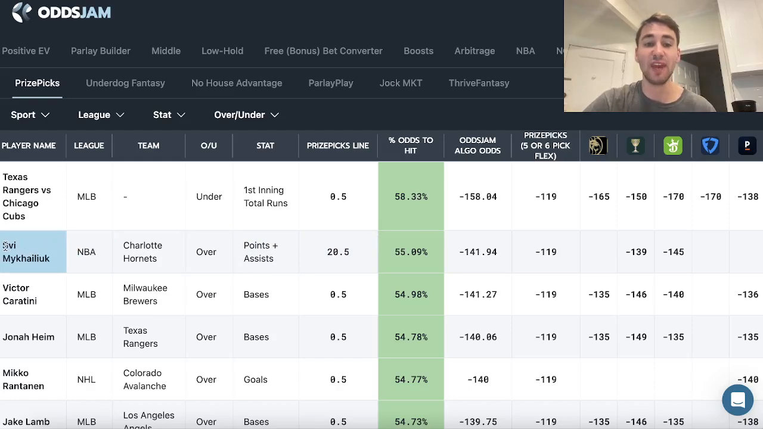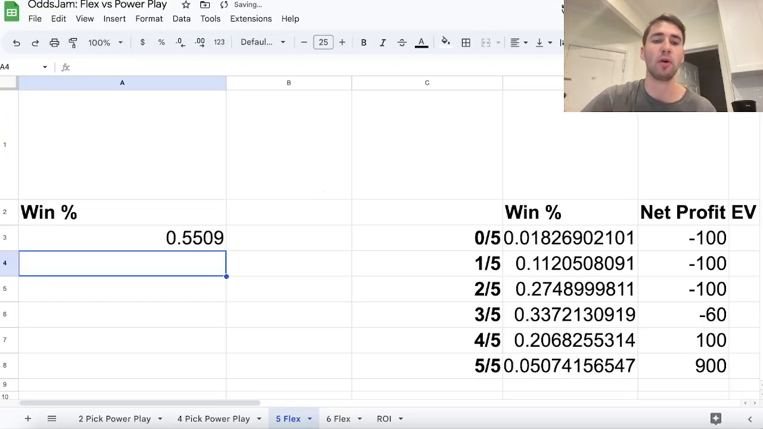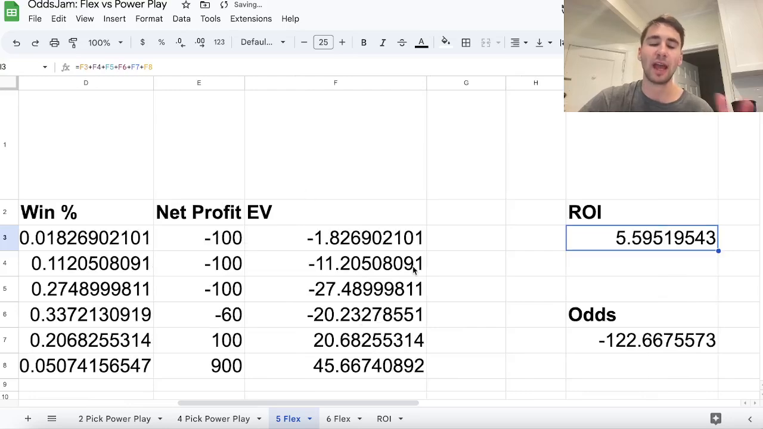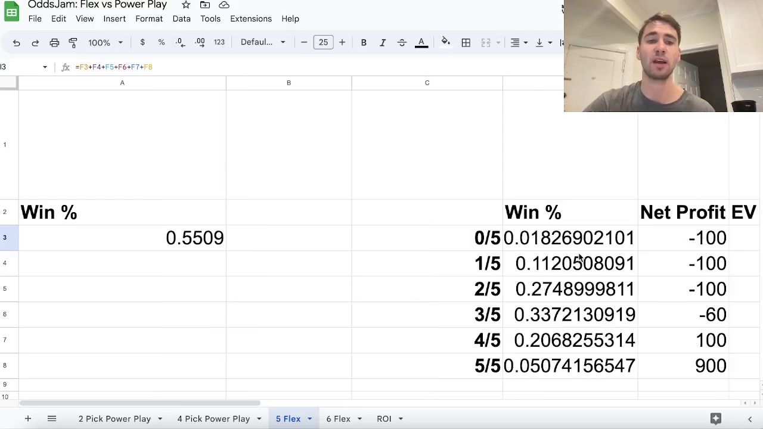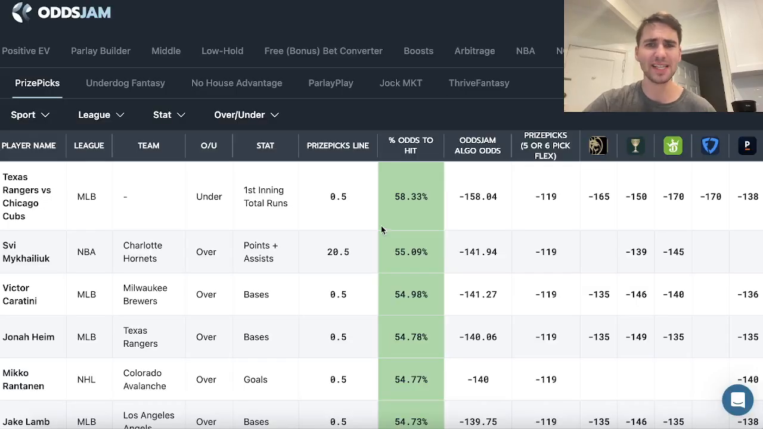If we go down to SV, over 20.5 points plus assists, you can see sportsbooks have this over heavily favored, around minus 140, minus 145. It's 55.09% to win. So if you put in 55.09%, then you can see, okay, if all our picks are winning roughly 55.09% of the time, our ROI is going to be 5.6% on PrizePicks. So basically, if you use the fantasy screen, you can take kind of an average. So you can see most of these are about 55% to win.